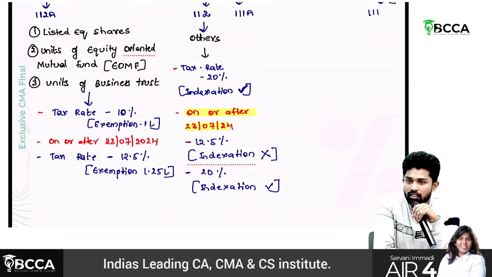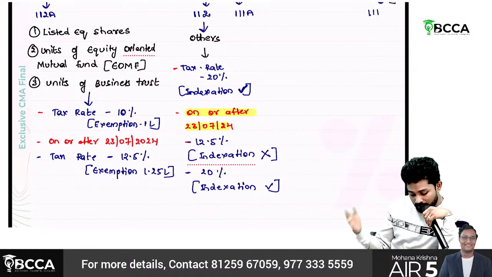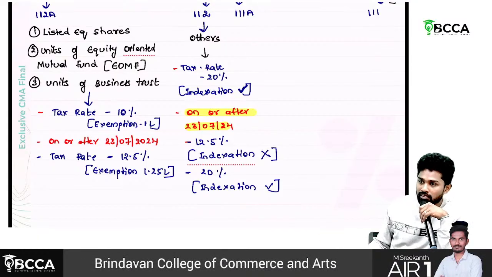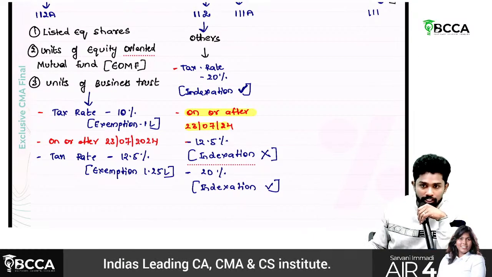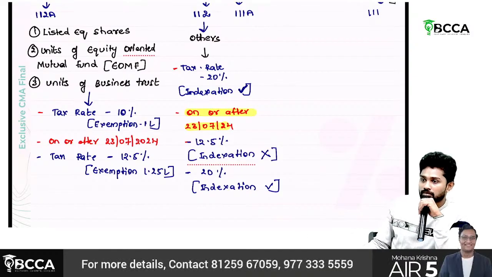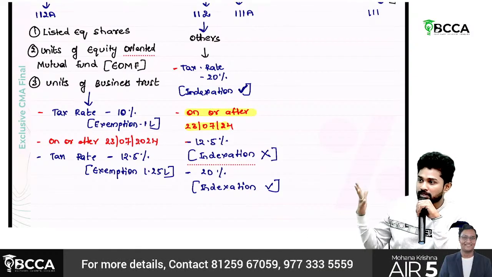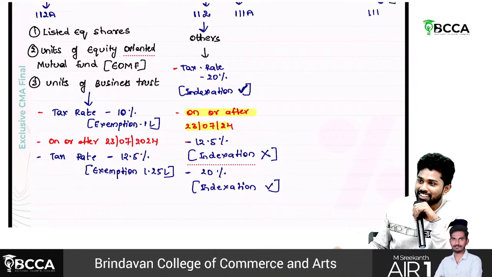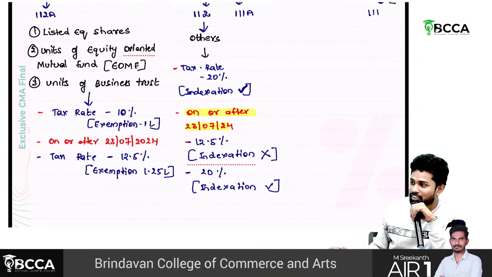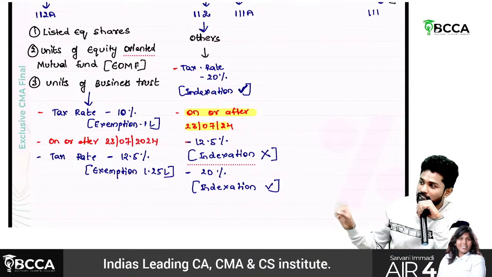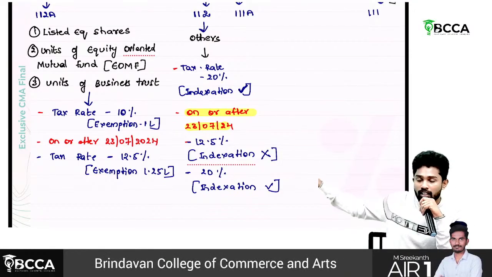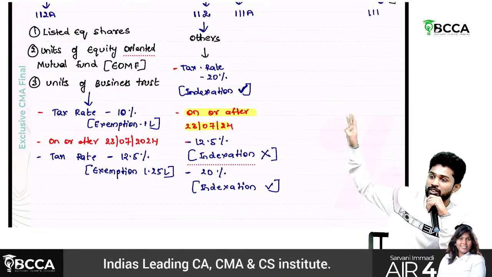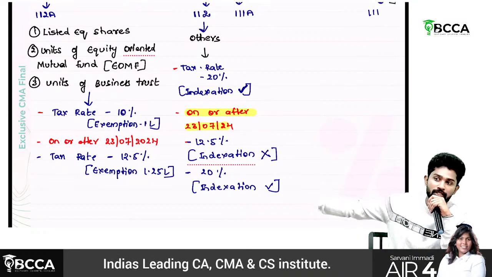So majorly, sir, they'll not ask the situation before 23rd July. Probably they'll ask only after 23rd July. If at all the examiner has some psychic feelings, he may give both instances, one transaction before 23rd July and one after. So we don't have any other chance, sir. We need to memorize these things. Understand, for listed equity shares, units of equity-oriented fund or business trust, it used to be 10% till 23rd July.